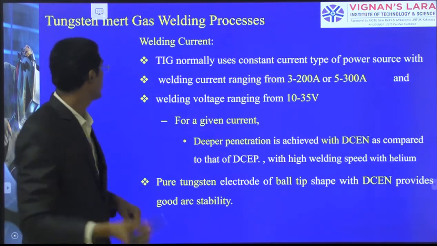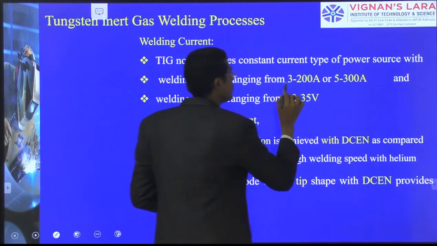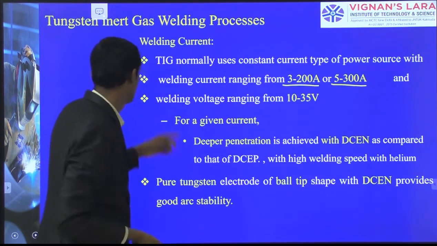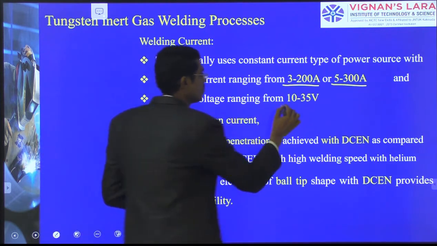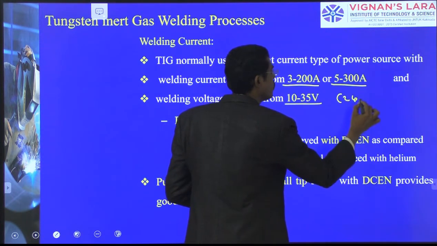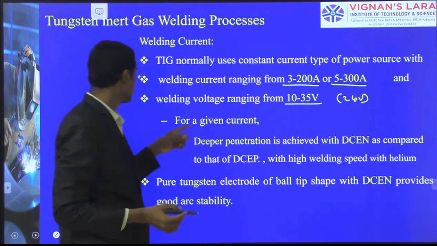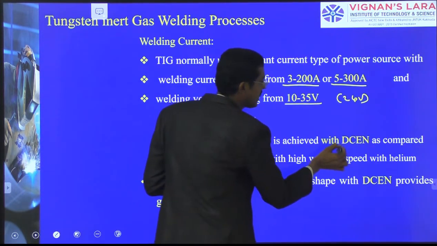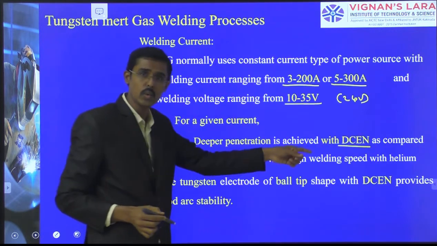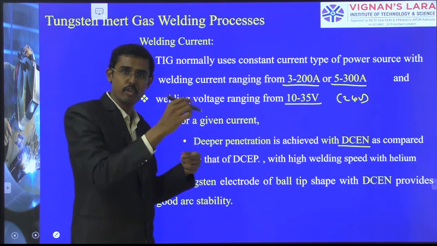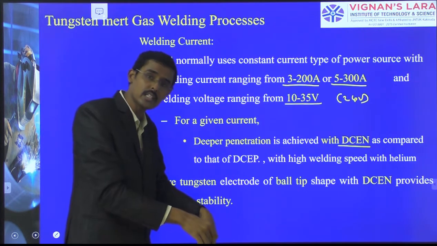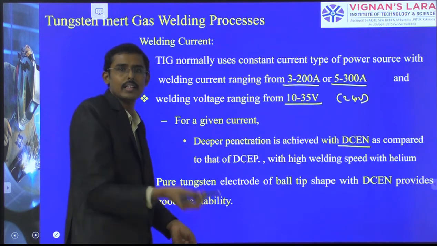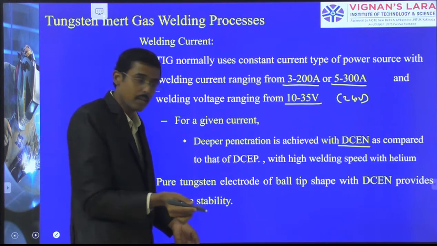Welding current, how much are we using? The welding current is in the range of 3 to 200 amps or 5 to 300 amps. Welding voltage is 10 to 24, as I told you, 24 volts. For a given current, deeper penetration is achieved with direct current electrode negative. That is what we have seen in the image. Electron flow is from negative towards the positive end. The receiver is positive. In such a way, the base metal will melt. Additionally, filler wire we are supplying in between.